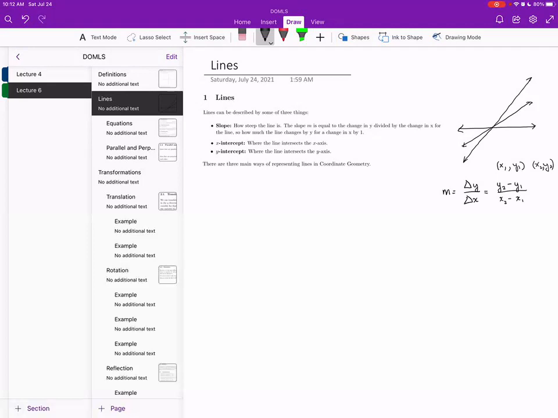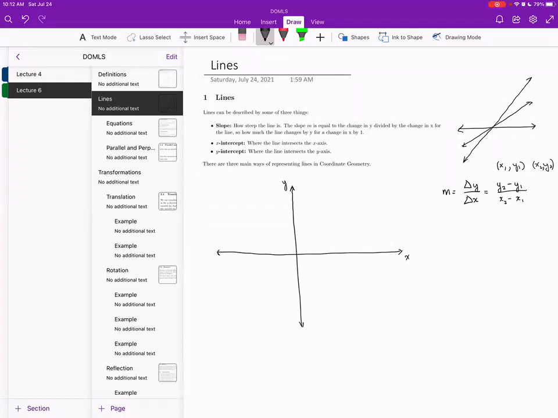So that is how we define slope. So now let's talk about x-intercept. So we just saw our Cartesian coordinate plane. I'm going to draw the plane right here. This is our x-axis and this is our y-axis.